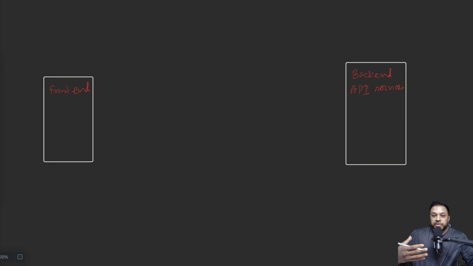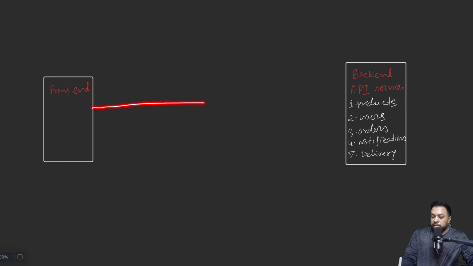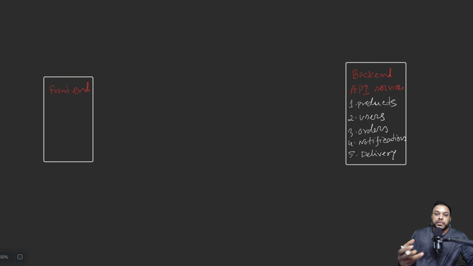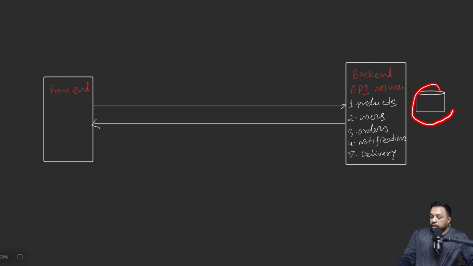An e-commerce will have some components like products, users, orders, notifications, and delivery system. From the front end, the user will send a request to the back end, and the back end will respond with data to the front end, and the front end will represent the data. So of course we need a database. In that database, all the tables for the products, users, orders, notifications, and deliveries will be there, and the back end will query the data from the database. It will give back the data, and then it will send the data to the front end.